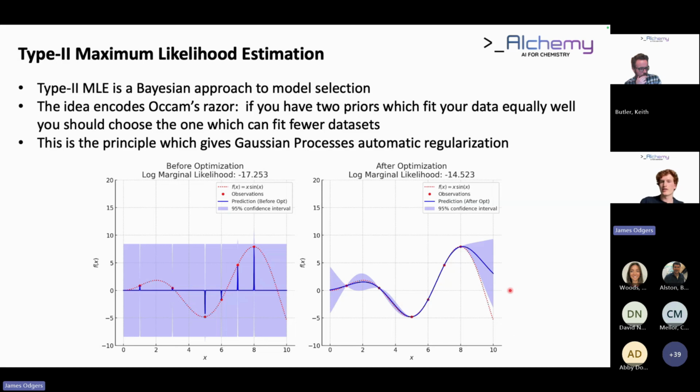What they're doing is optimizing this log marginal likelihood, which is another name for the type 2 marginal likelihood. And it's going to pick the solution which is the smoothest solution, which does fit all of the data very well.